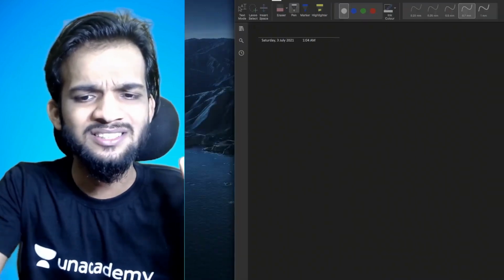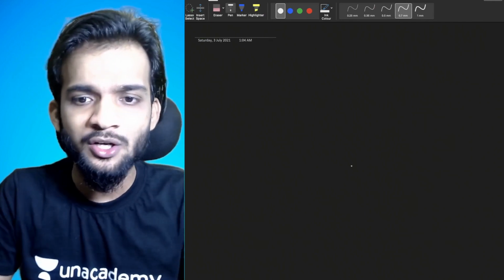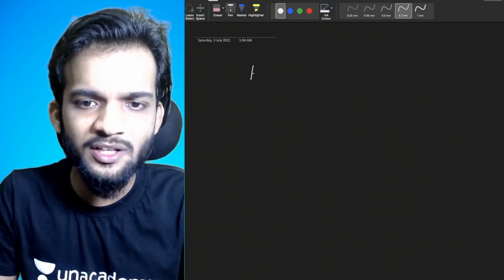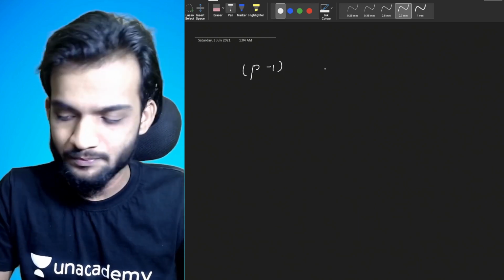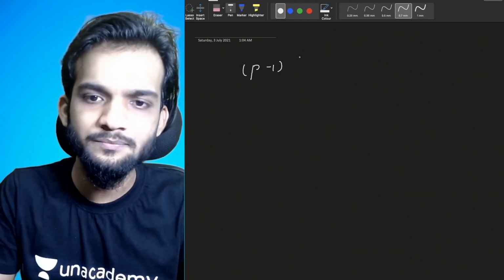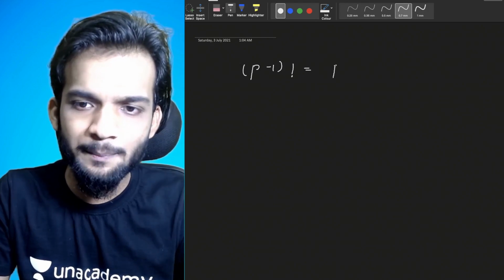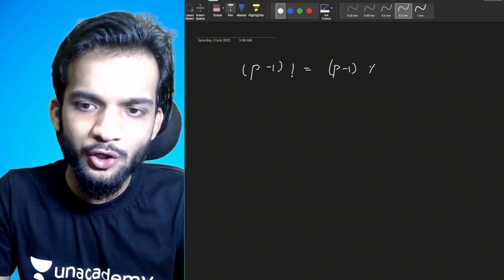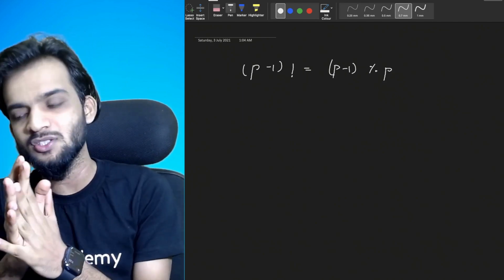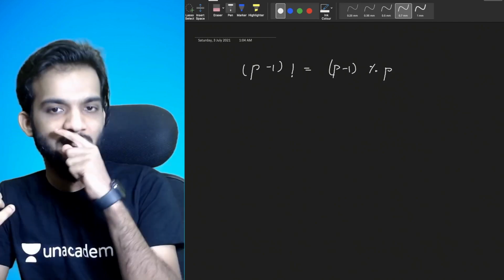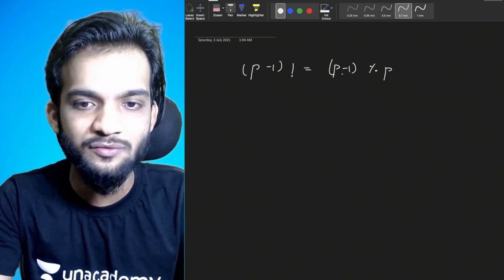So now let's get started with Wilson's theorem. So what does the Wilson theorem state? The Wilson theorem states that (p minus 1) factorial, you will get p minus 1 if you do a modulo of p. Now what does this mean? This is what Wilson's theorem is, but what is the significance of this? Let's understand the significance of this at first.